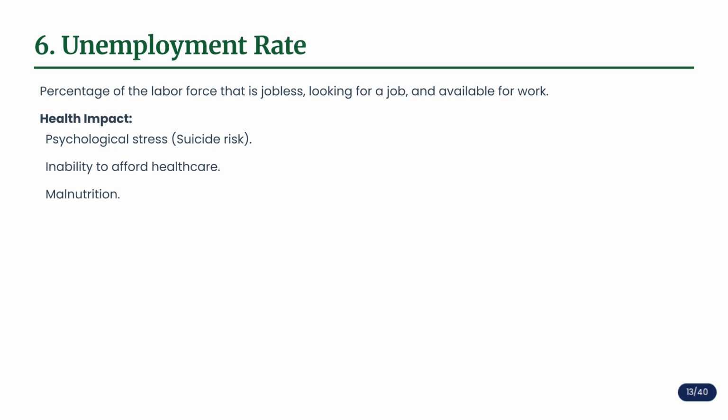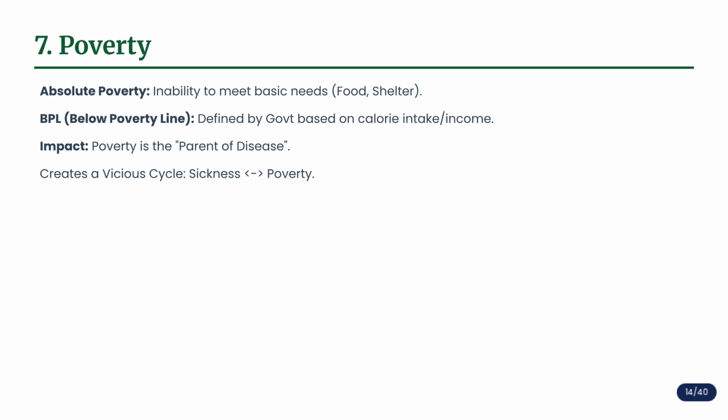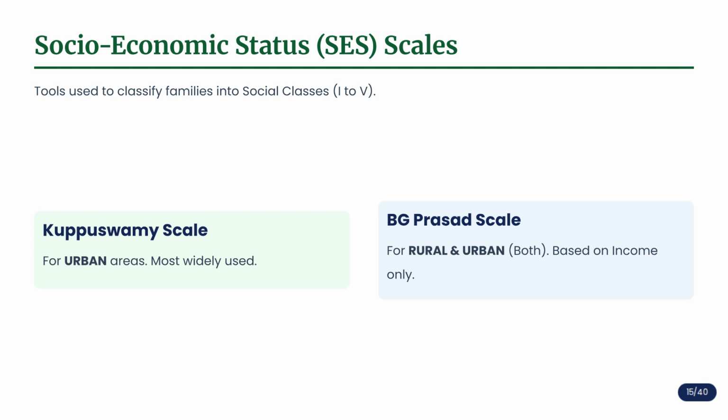The unemployment rate is the percentage of the labor force that is jobless and looking for work. Its health impacts include psychological stress, inability to afford healthcare, and malnutrition. Poverty, especially absolute poverty, is the inability to meet basic needs. Being below the poverty line is defined by the government. Poverty is often called the parent of disease, creating a cycle of sickness and poverty.